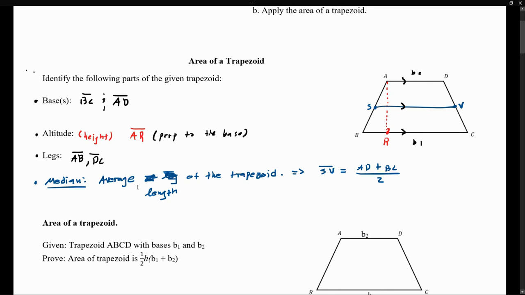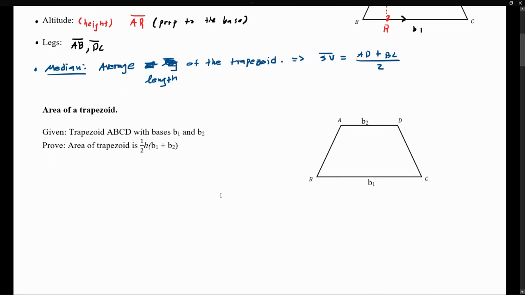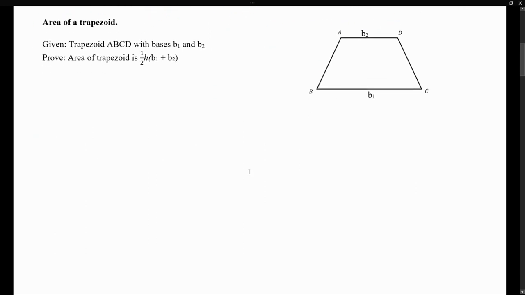So now that we have reviewed what makes up a trapezoid, let's look at the main idea for today, which is how do I find the area of a trapezoid? Well, the area of the trapezoid can be defined as 1/2 times the height times the first base plus the second base. But why is it that the area is being defined this way? Well, let's prove it. Let's start with statement and reason.